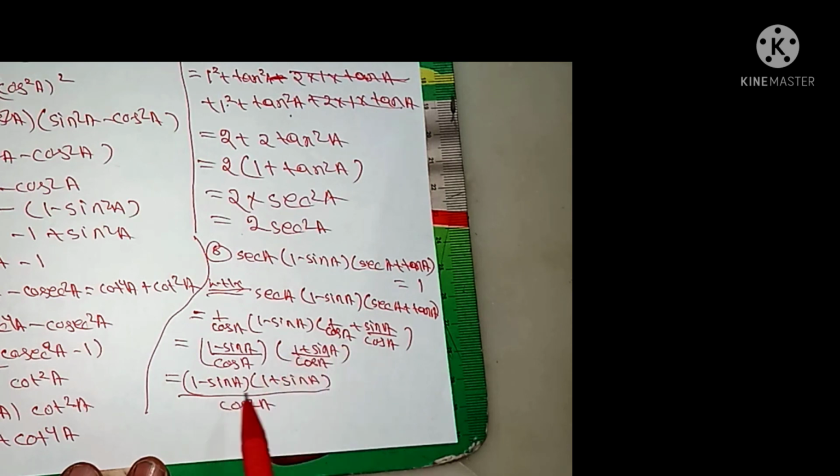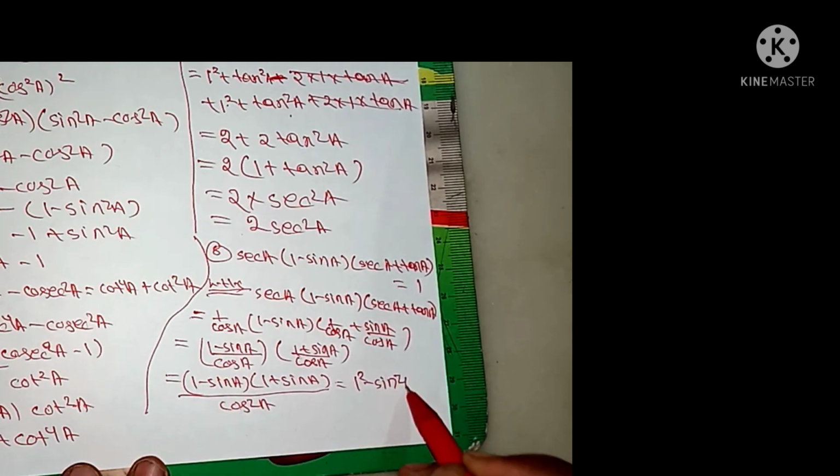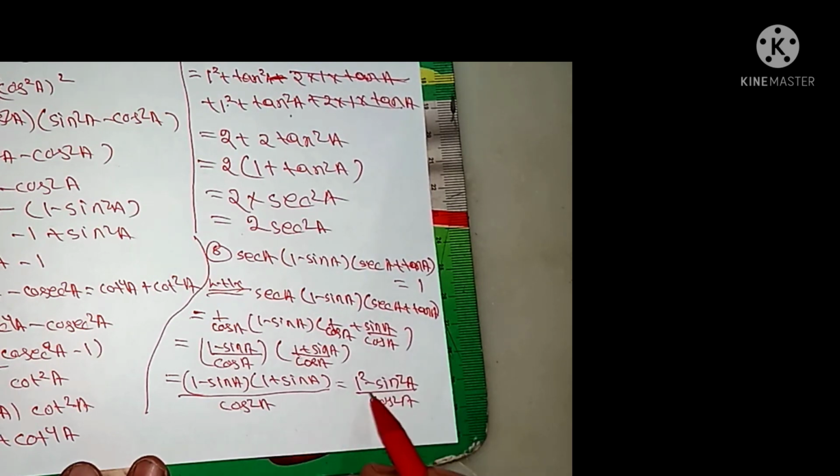In the numerator there is an identity, A minus B whole into A plus B, so you can write 1 square minus sin square A by cos square A. 1 minus sin square A, which is equal to cos square A, by cos square A is equal to 1. Finish.